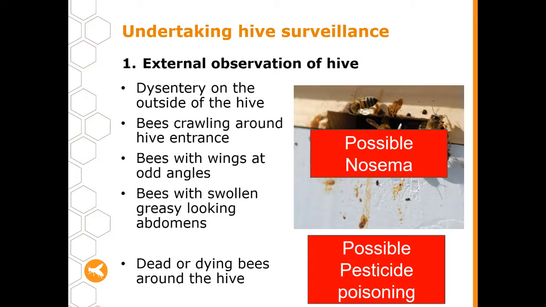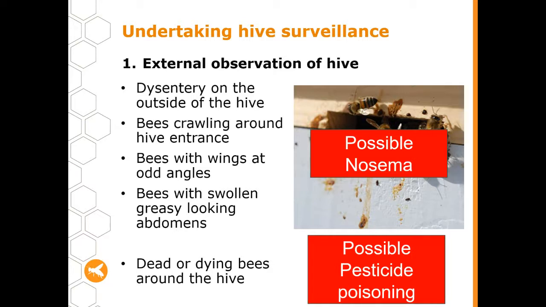So when you're undertaking surveillance, what are some of the things we'd like you to be looking for and then reporting in the online portal? Well, firstly, if you can have a look at outside the hive, look for signs of dysentery on the outside, so staining on the outside of the hives, bees crawling around the entrance, or bees with their wings at odd angles, or bees with swollen and greasy looking abdomens. These can all be possible signs of nosema.